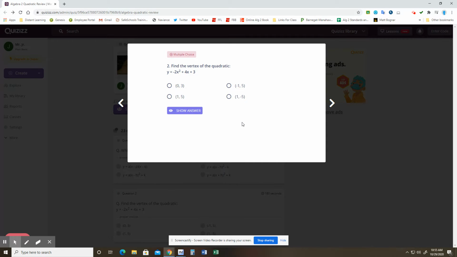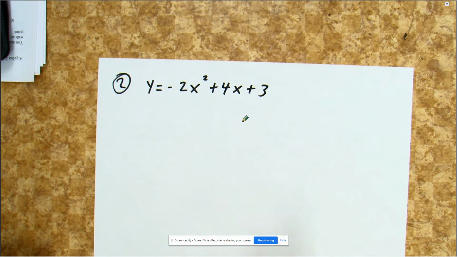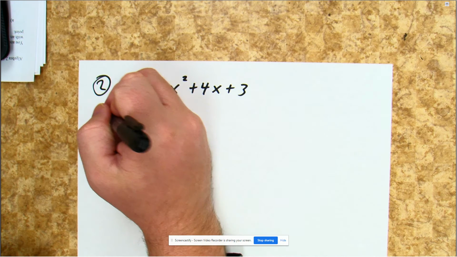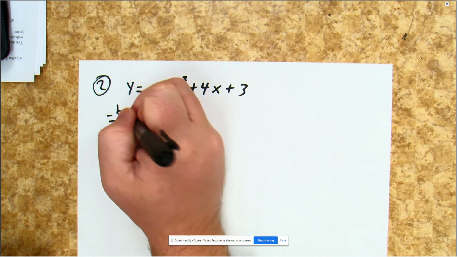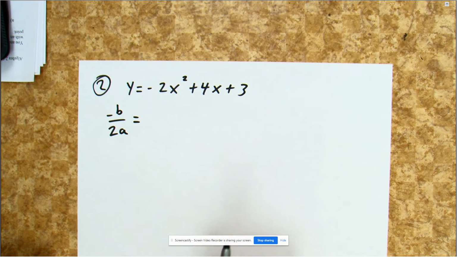But now, number two, they're asking to find the vertex. So I'm going to write down this problem for number two. It is y equals negative 2x squared plus 4x plus 3. Switching over here, they want me to find the vertex. The vertex formula is negative b over 2a. We should already have that written into our notes as well.